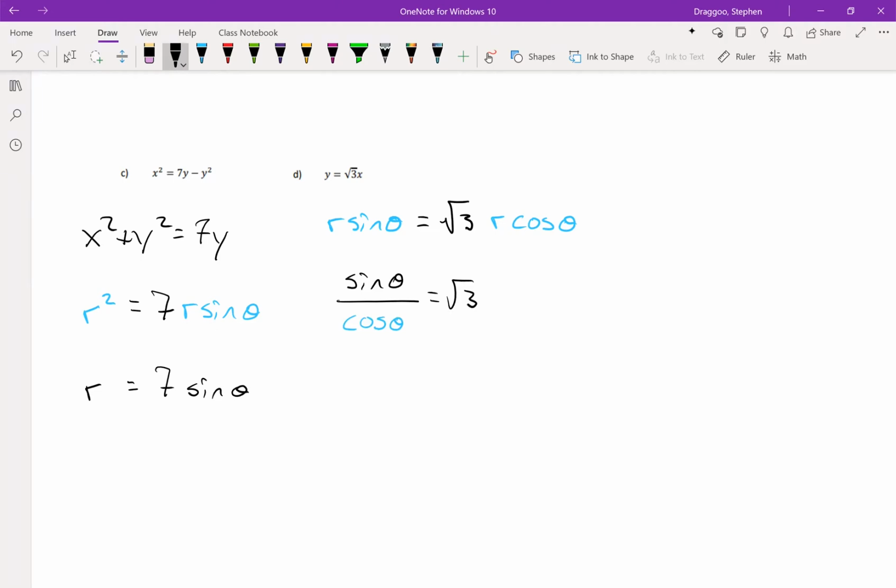Then that equation simplifies as well. I know that sine over cosine is equal to tangent of theta. And now finally, I could solve this directly for theta. So theta should be equal to the inverse tangent of square root of 3, which is pi over 3.